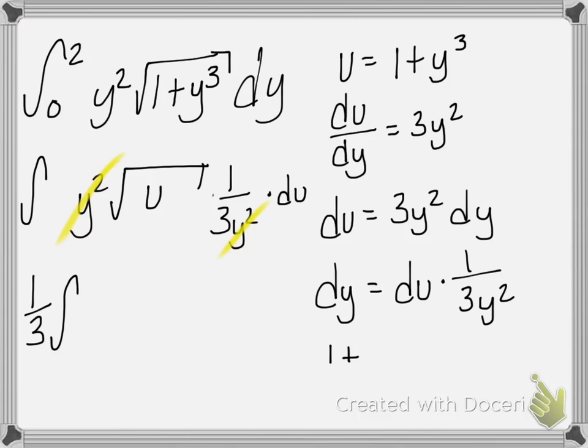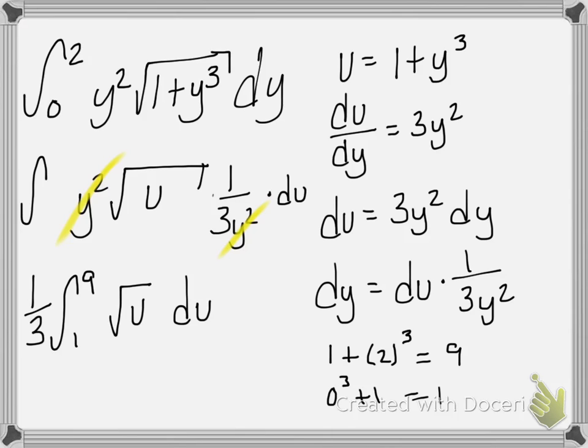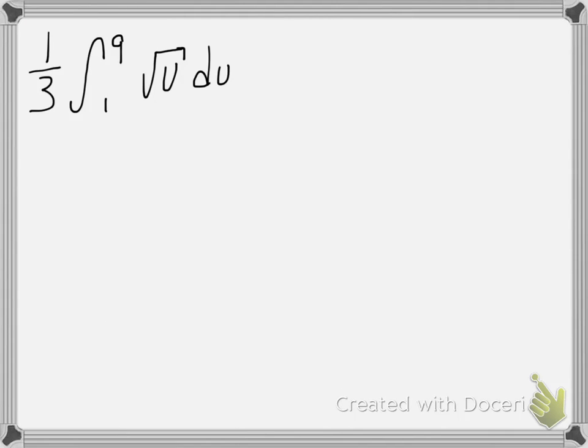So we're going to have 1 plus 2 cubed, which is going to be 9, because 2 cubed is 8 plus 1 is 9. And for the bottom, we had 0 cubed plus 1, which is going to be 1. So we could go ahead and say from 9 to 1 of the square root of u du. Alright. Okay, so here it is, just cleaned up a little bit.